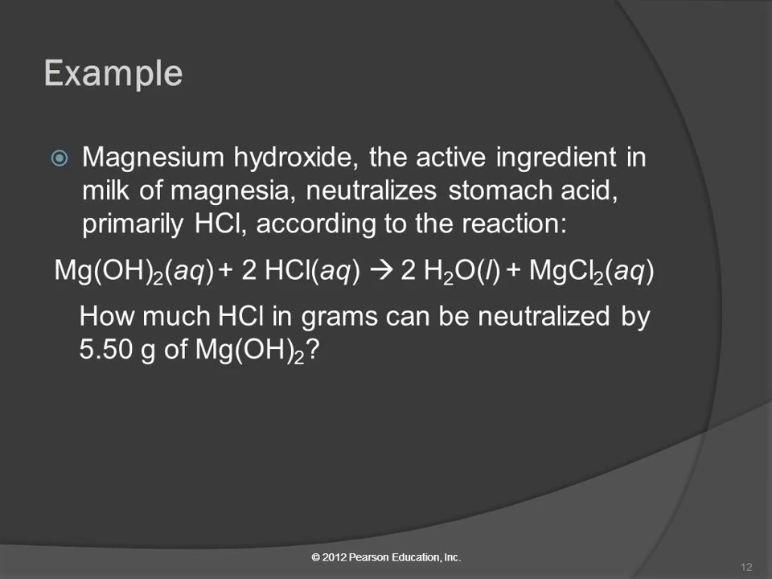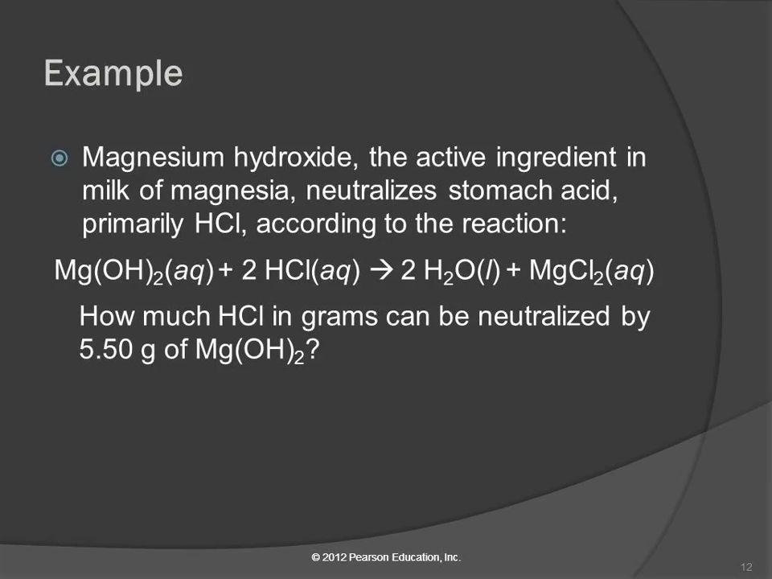So sometimes, I don't know if they're trying to make this easier or they're trying to confuse you. Magnesium hydroxide, the active ingredient in milk of magnesia, neutralizes stomach acid, primarily HCl, according to the reaction. Do we really need that sentence? No. It's backstory. Here's the equation. We've got the equation. Now, usually they're going to give you a balanced chemical equation. Always a good idea to double check. Usually if there's coefficients given, you can assume that it's balanced. But it's possible they might try to trick you. Here's the real question. How much HCl in grams can be neutralized by 5.50 grams of magnesium hydroxide?